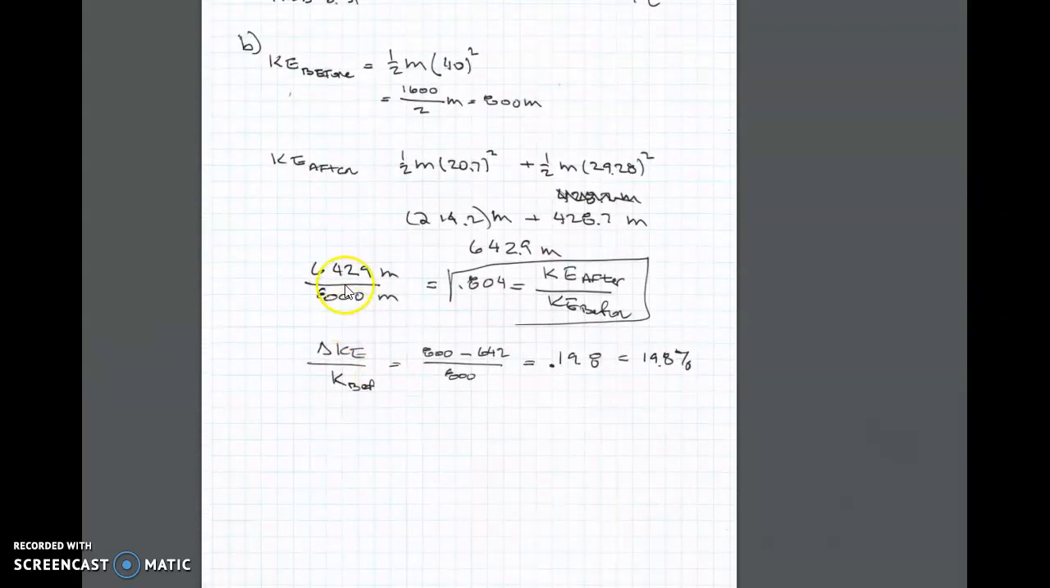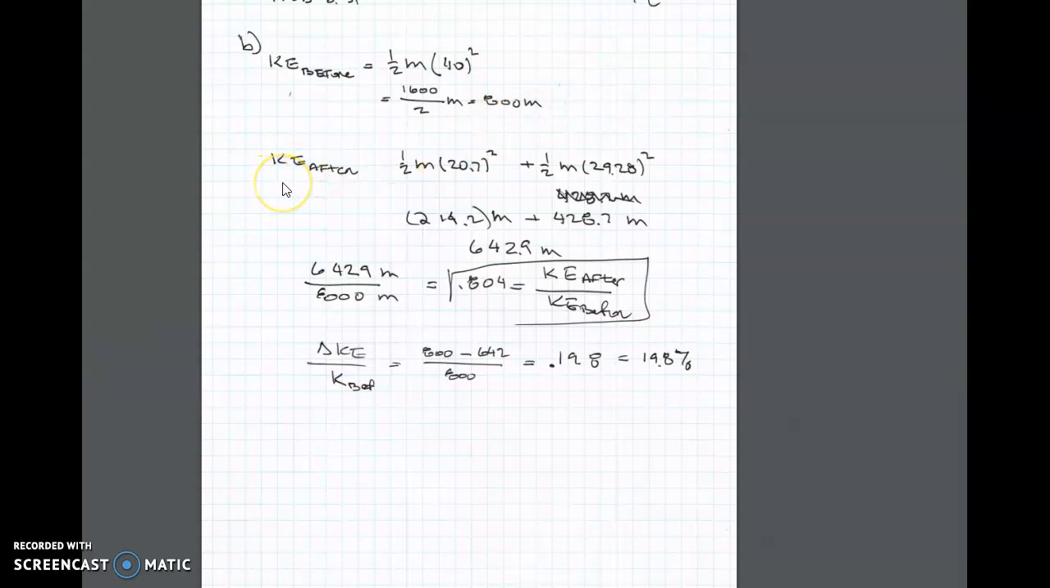So here is part B, and we're looking at the kinetic energy of the system before the collision and the kinetic energy after the collision. We already have everything measured. In this case we don't know the mass, although the mass was equal for all of them, so it doesn't make any difference. You have 1/2 m times 40 squared, so the kinetic energy before the collision is simply 800 times the mass, whatever the mass is.